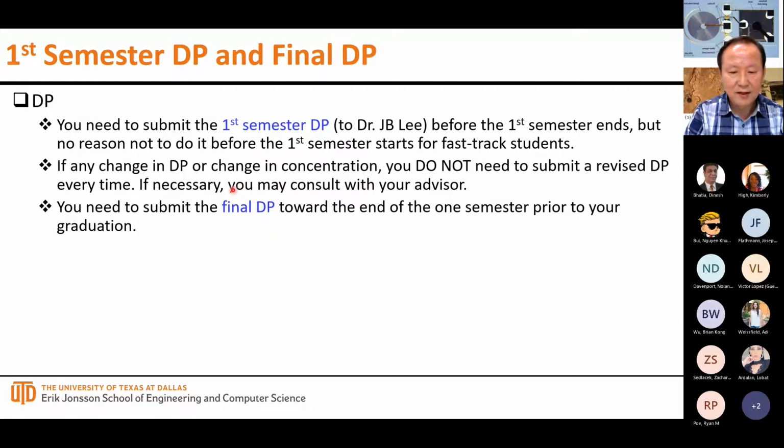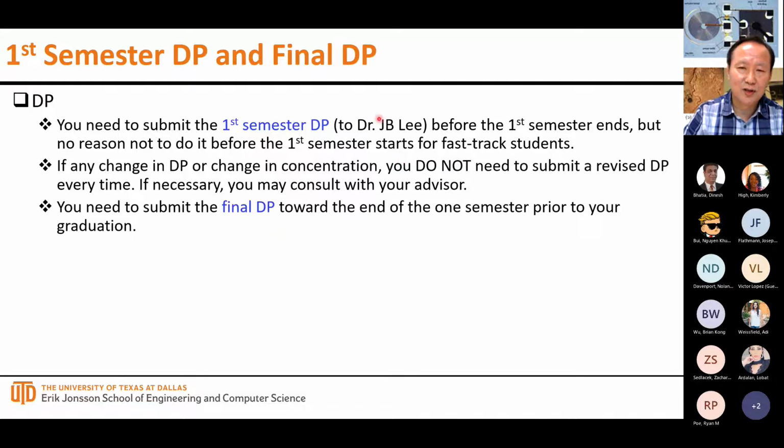So the degree plan, you need to submit two times. The degree plan is the first semester degree plan and the final degree plan. You need to submit the first semester degree plan to me before the first semester ends, but there is no reason not to do it before the first semester starts. It is strongly recommended when you submit your petition form for course registration for fall 22.